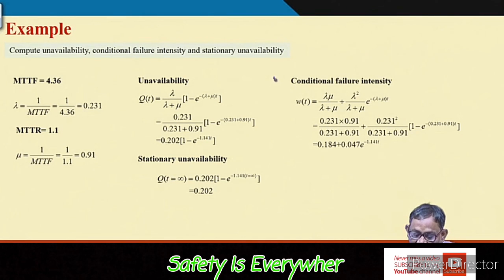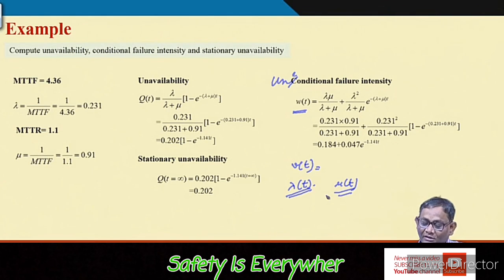This is your unconditional failure intensity, this is w(t). Similarly, you can find the unconditional repair intensity. You can also find lambda(t), which is the conditional failure intensity, and mu(t), which is the conditional repair intensity. All those things you will be able to compute.